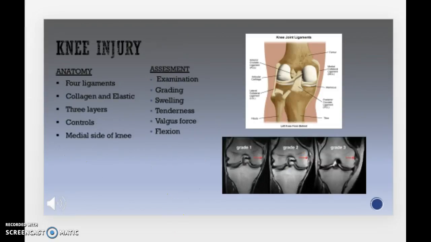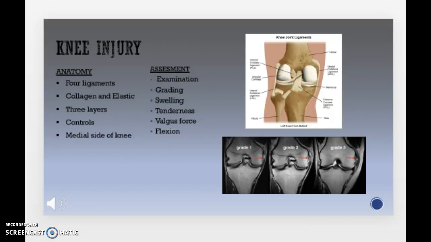So let's look at the anatomy of the knee. There are four main ligaments in the knee that are used for stability. The MCL is made of collagen and elastin fibers. These fibers help control excessive motion, and that puts a limit on the joint mobility, which is a good thing. The MCL is located on the medial side of the knee and contains three layers: the superficial, intermediate, and deep layers.